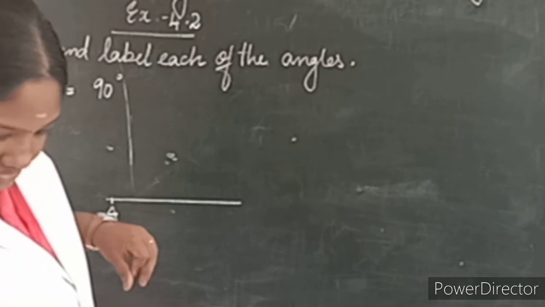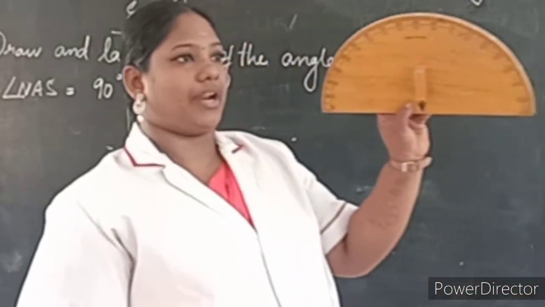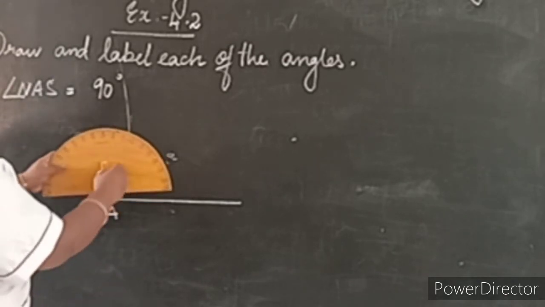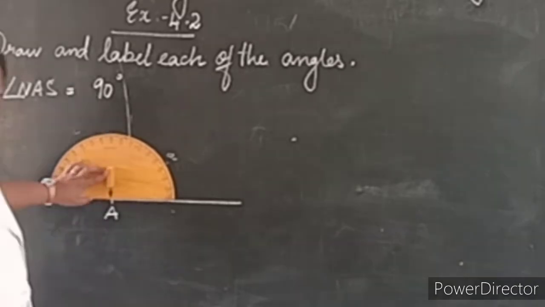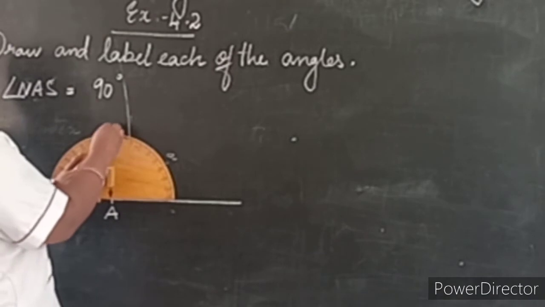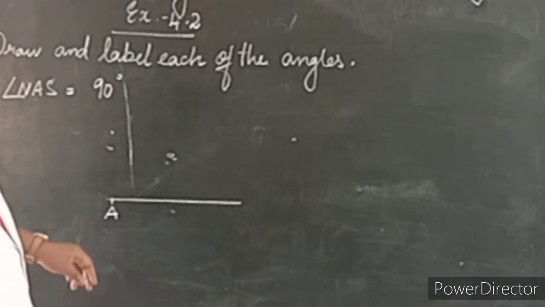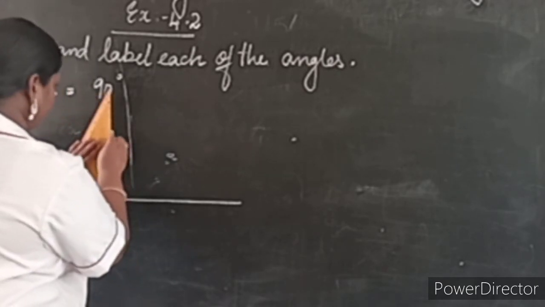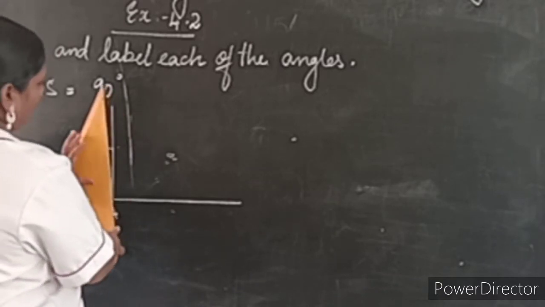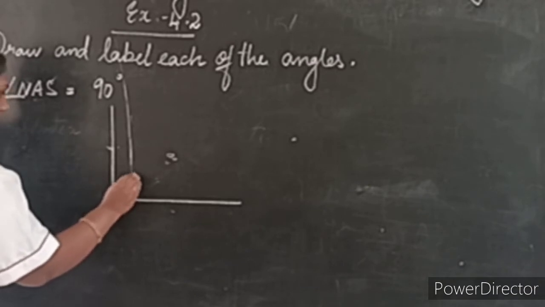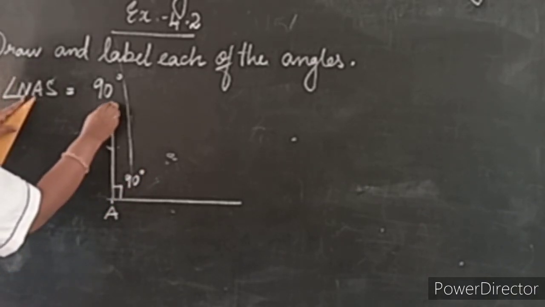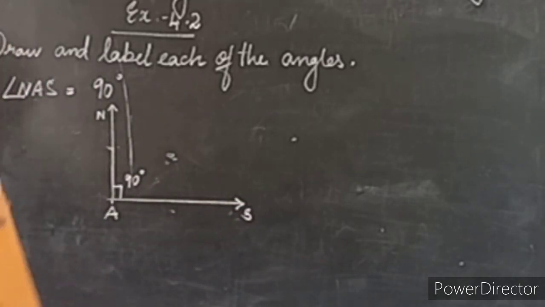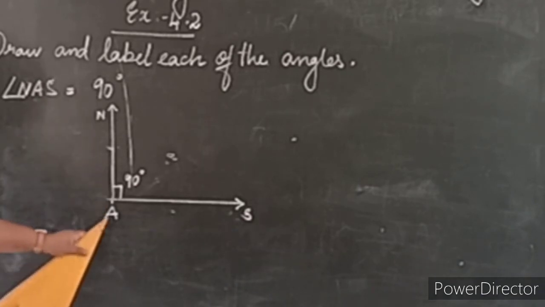Okay. So now I am going to use the protractor. So this is the protractor. So NAS is equal to 90 degree. So this arrow point, I'm going to keep it on the base A. And using a pencil, I'm marking here as 90 degree. This is exactly 90 degree. Then using a scale, I'm going to join the line here. Okay, so this is exactly 90 degree. Now NAS, so this should be N, this should be A, and this is S. Understood? So this is the construction of angle NAS is equal to 90 degree.